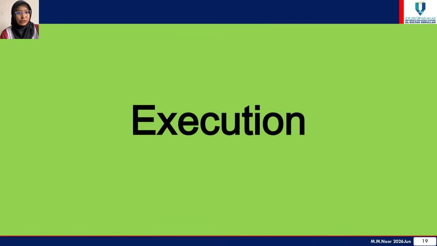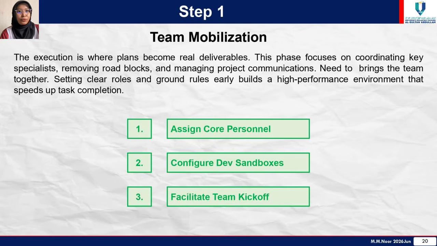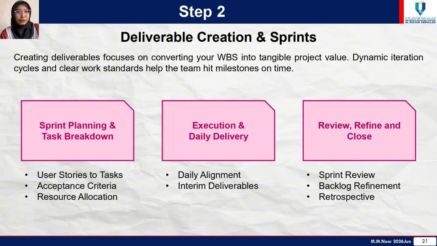Third phase is execution. Step 1, team mobilization. The execution is where the plan becomes delivered. This phase focuses on coordinating key specialists, removing roadblocks, and managing project communication. There are 3 components that we need to follow. First, assign core personnel. Second, configure dev sandbox. And 3, facilitate team kickoff.